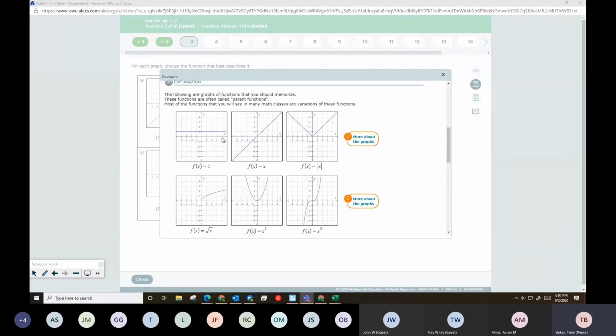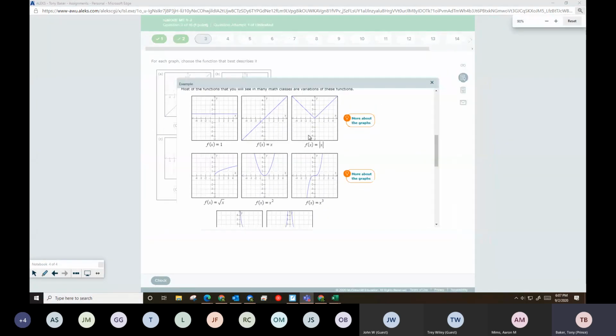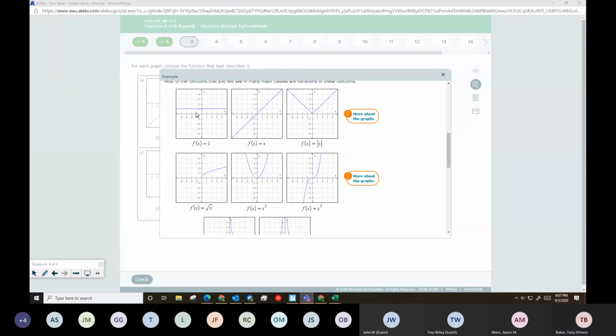So when you're looking at them, this is the piece you want to look at right here. A constant graph is going to be a straight line across. A linear equation is going to be a straight line going up or down. Constant and linear are very similar in that respect. The constant is just a horizontal line.